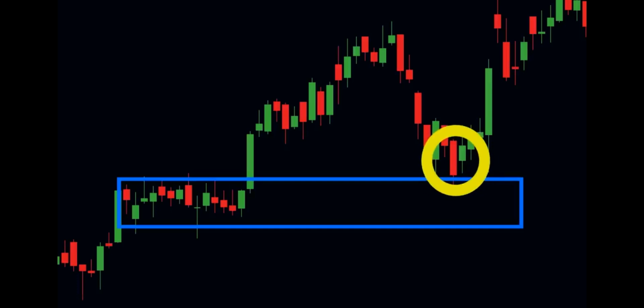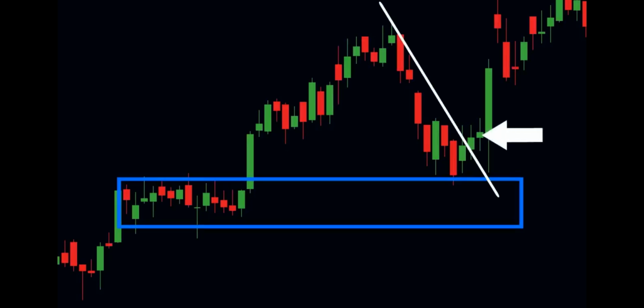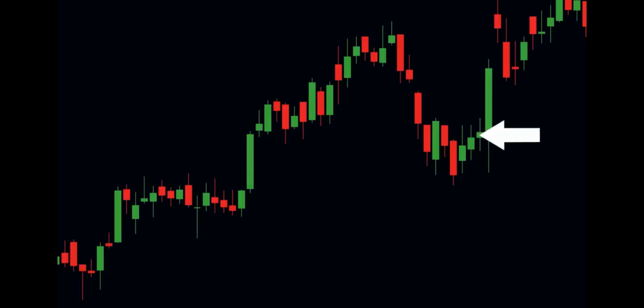Here we see that the price makes a pullback down to the value area. We now expect the price to find support and move up. We can create a short-term trend line and wait for its break to enter. On this candle, the price breaks the trend line and we enter a buy trade. And as you can see, the price makes a strong up move after our entry. So this is how you should trade value zones.